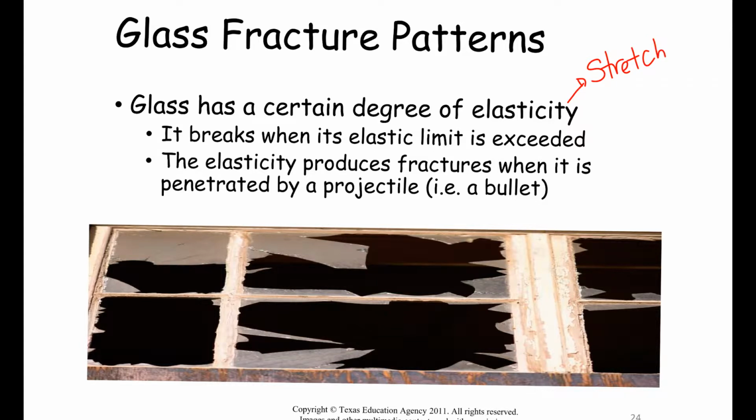Something will only break when you push it beyond its elastic limit. So glass breaks when its elastic limit is exceeded. When that happens, it produces fractures when it's penetrated by something, a bullet or a ball or a bat or a brick or whatever you can think of. Some of these patterns become really important to forensic work. So we're about to talk about what those patterns are, what they look like, and how you can tell which of the patterns you're seeing.